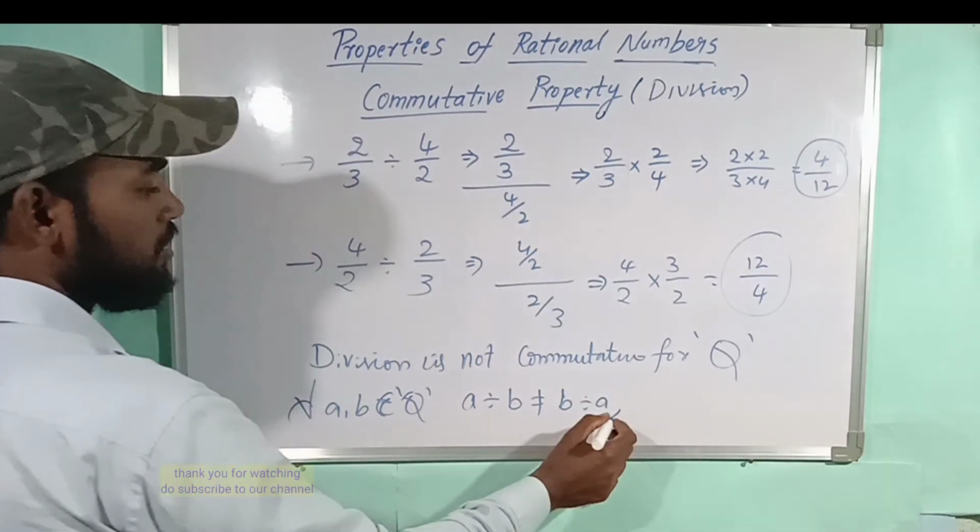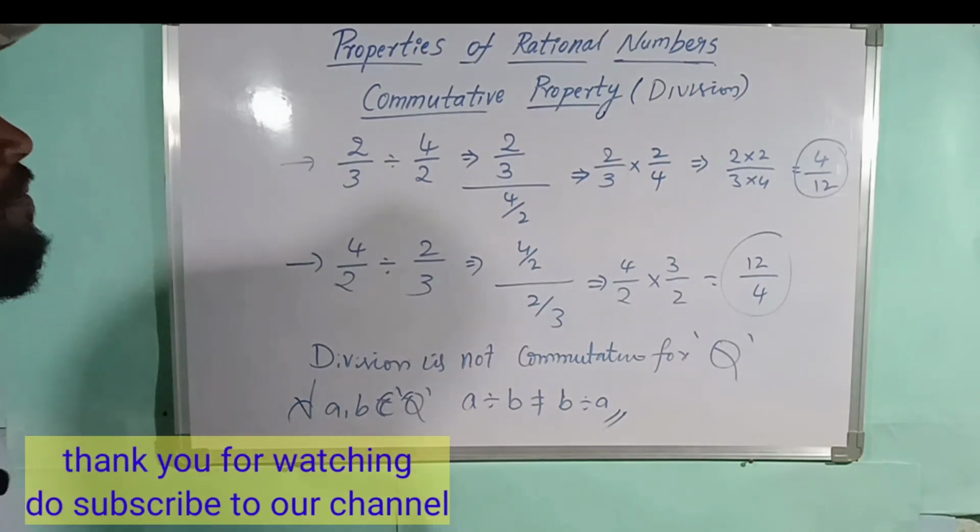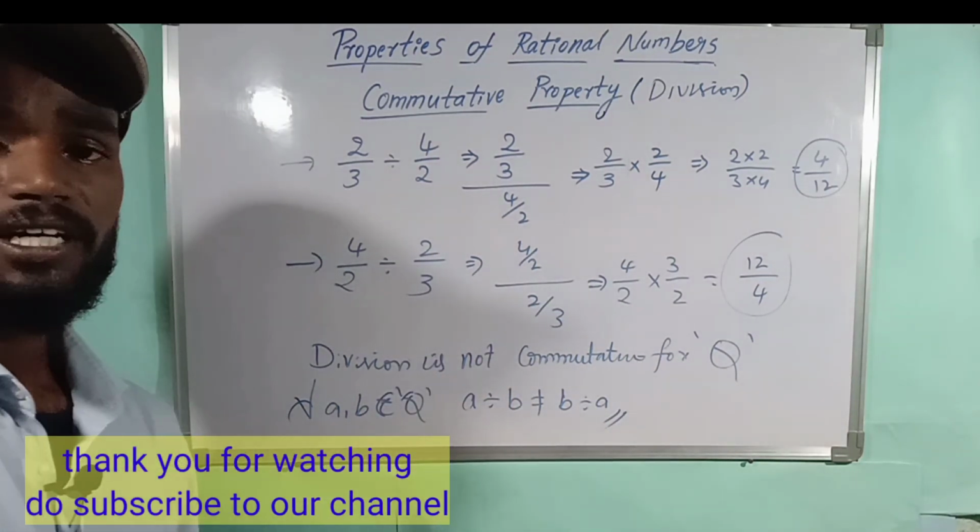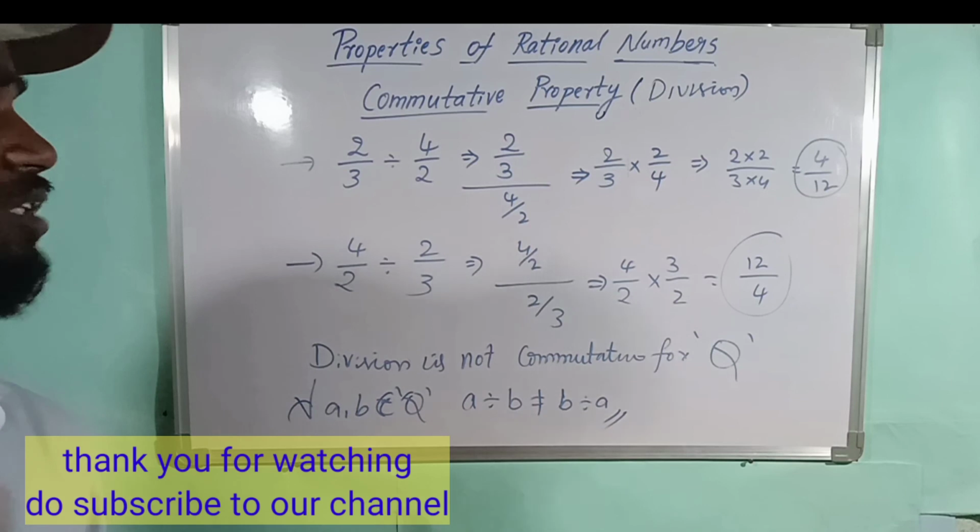Everyone clear? So this is our properties of rational numbers for commutative. In the next class we are going to do some more properties.